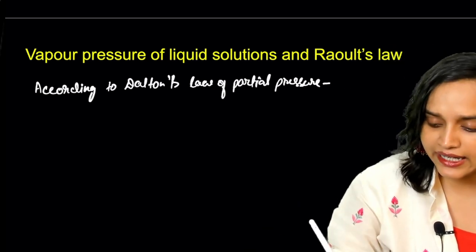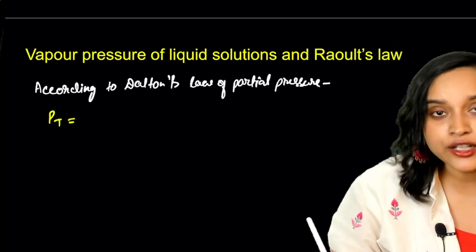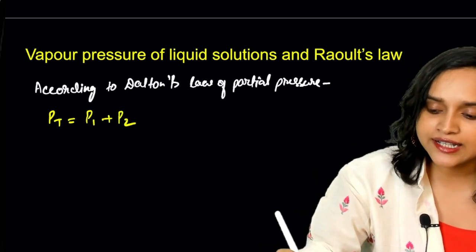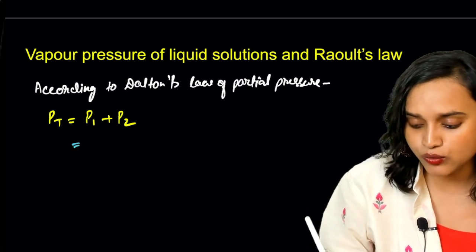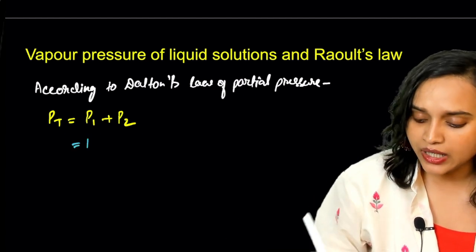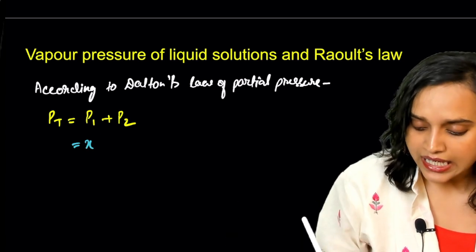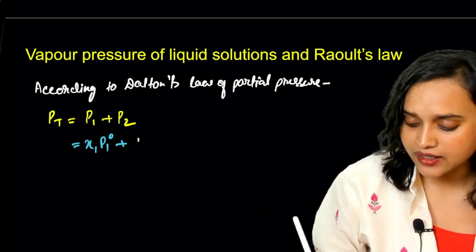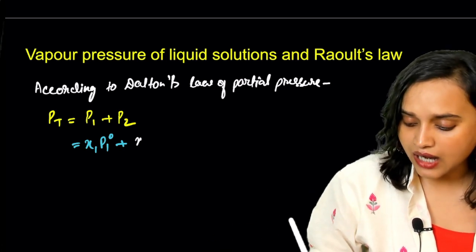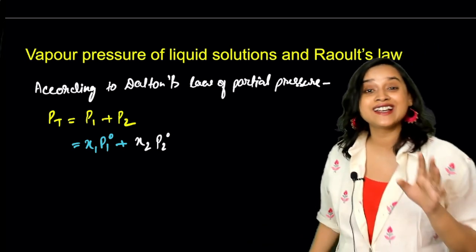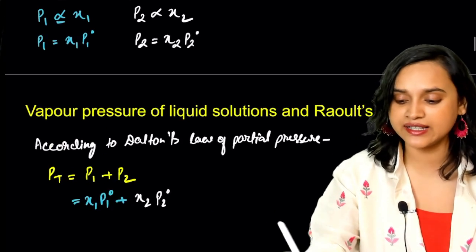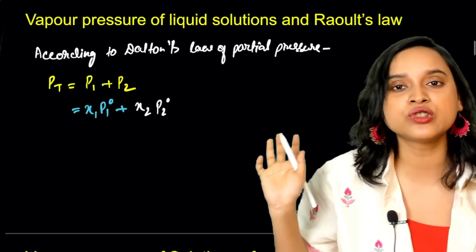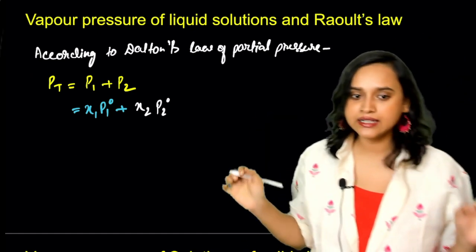So he basically said that if I have P total, my P total must be P1 plus P2. Do you all agree? Now, what is my P1? My P1 is equal to, one second. As far as I know, it was chi1 P1 naught plus chi2 multiplied with P2 naught. Do you all agree? Were these the values that we had? Look at this. Yes, this is one value and this is one value. So I have just substituted them here. Okay. All right, this much is clear.